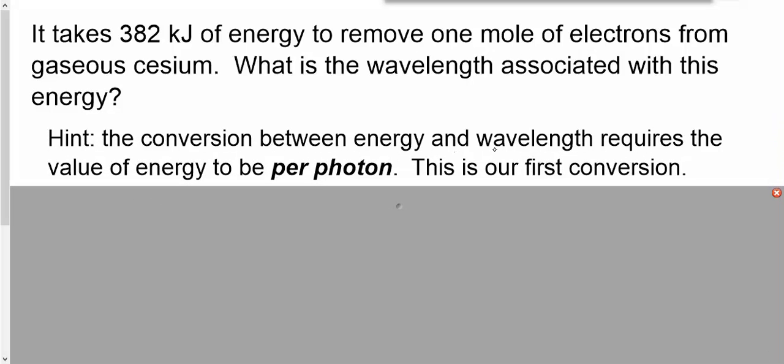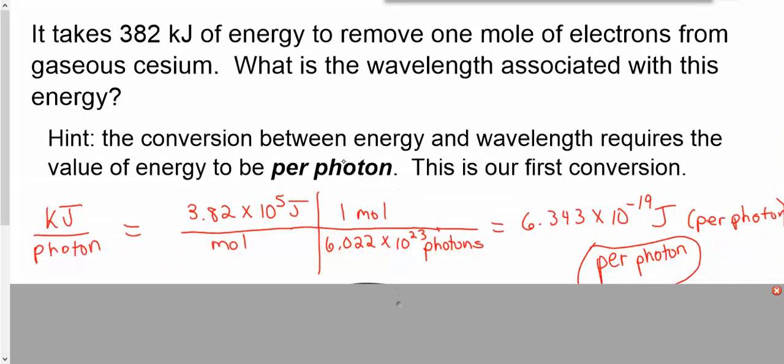I took our given in kilojoules and changed it to joules by moving my decimal. Put it into scientific notation. So now that is changed to joules. And that's joules per mole, because it says energy to remove 1 mole of electrons. So joules per mole, I have to multiply by the conversion factor 1 mole over 6.022 times 10 to the 23rd photons. That will cancel moles. And now we will have joules per photon.